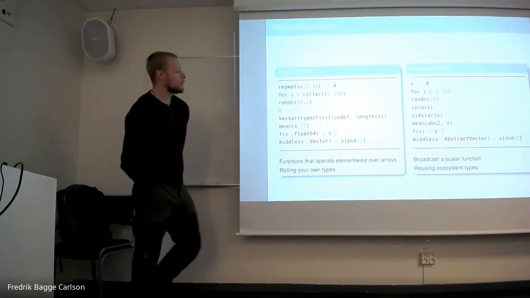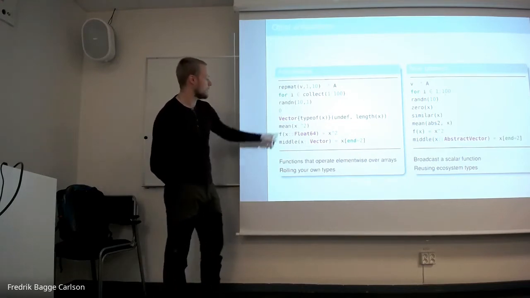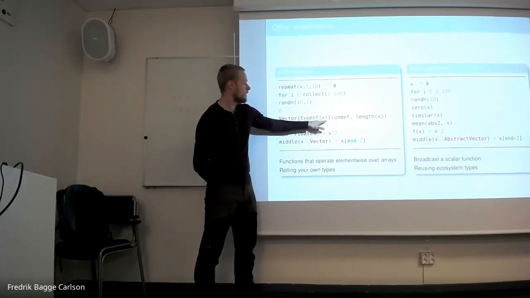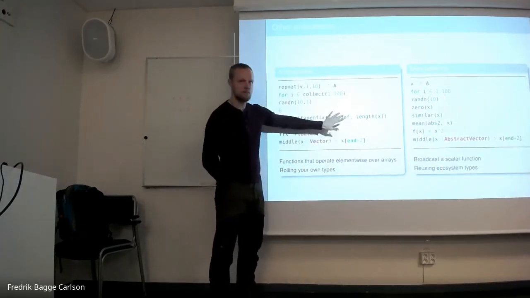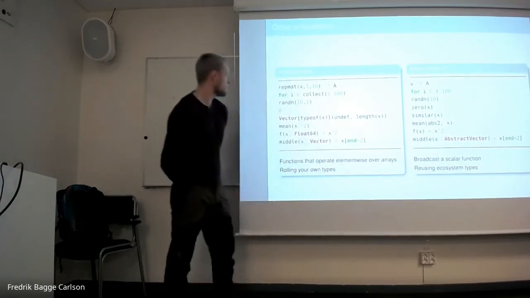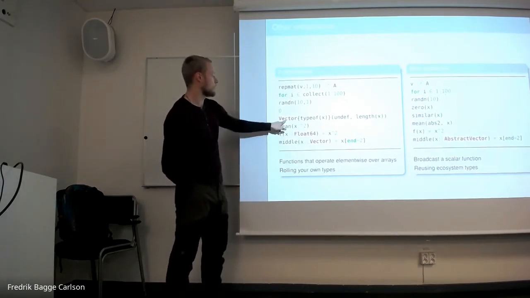If we want to allocate some memory and use that memory to write into, a common way of doing that is to write Vector, where the element type is Type of something undefined. So this just allocates the memory, I don't care what's in there, under a particular name. And this is bad because you have hard-coded the type of the vector.